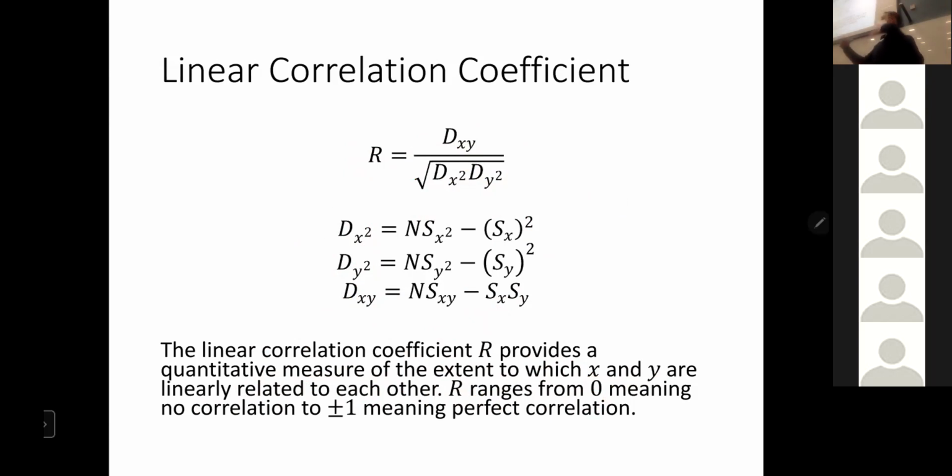So if x and y were completely uncorrelated, completely random, then you would expect to obtain a value of R that's close to 0. If they're very, very strongly linearly correlated, then R would be close to plus or minus 1. R would be plus 1 if the slope is positive. R would be minus 1 if they're perfectly correlated with a negative slope.